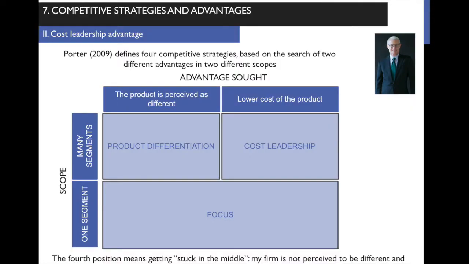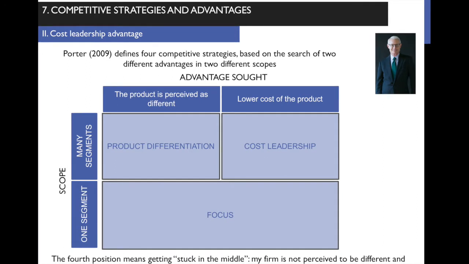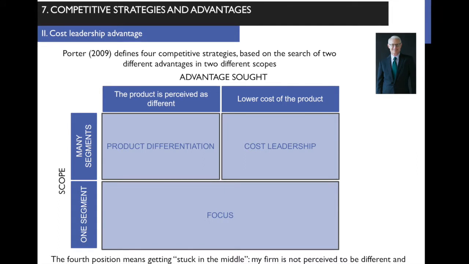Well, the first model about competitive advantage and competitive strategy we are going to study was created by Michael Porter. Yes, you knew it. Porter defined four competitive strategies based on the application of two different advantages in two different scopes. Let's define it. First of all, I'm going to be fast about this because we are going to get deeper into each one, okay?